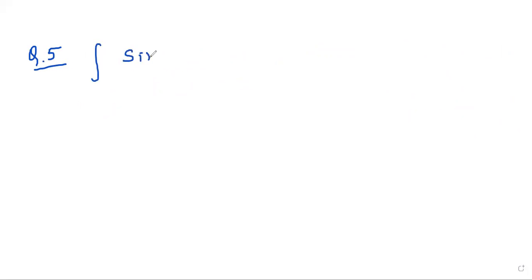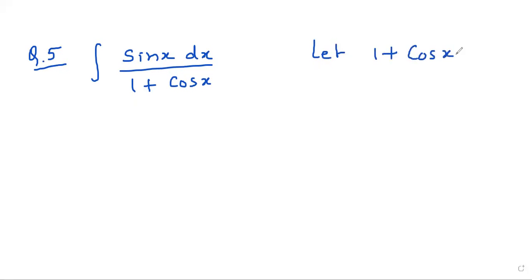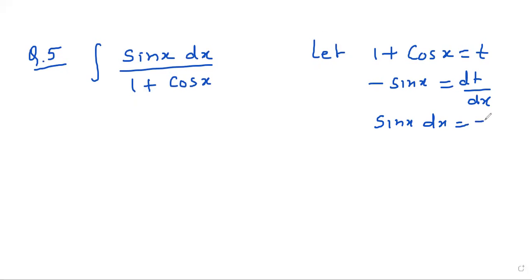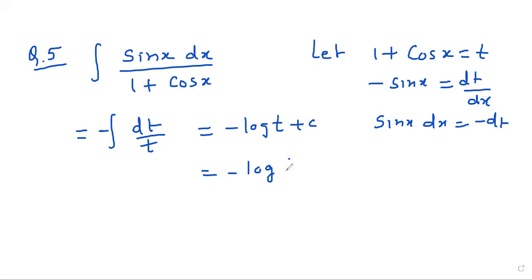Question number 5. Integrate sin x dx divided by 1 plus cos x. Let 1 plus cos x equal to t. Minus sin x equal to dt upon dx, or sin x dx equal to minus dt. So integration minus dt upon t, which will be minus log t plus c, or minus log 1 plus cos x plus c.